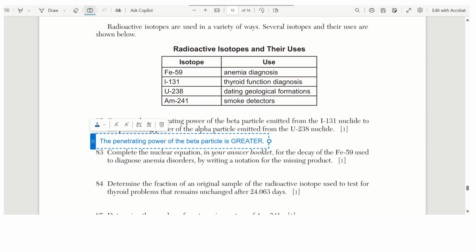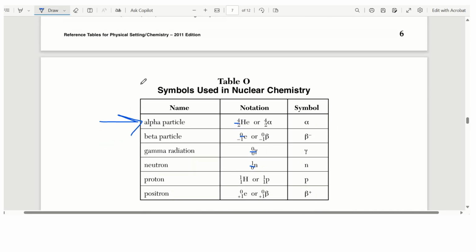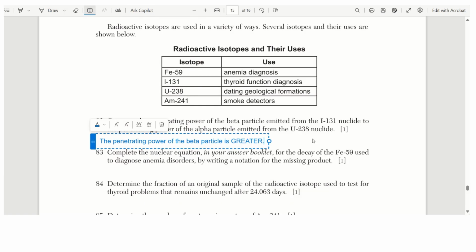Okay, why? We'll just look at Table O for a minute. Here you can see alpha particles have a mass of 4, whereas beta particles have a mass of 0. So beta particles are able to penetrate through more things. They get blocked by less.